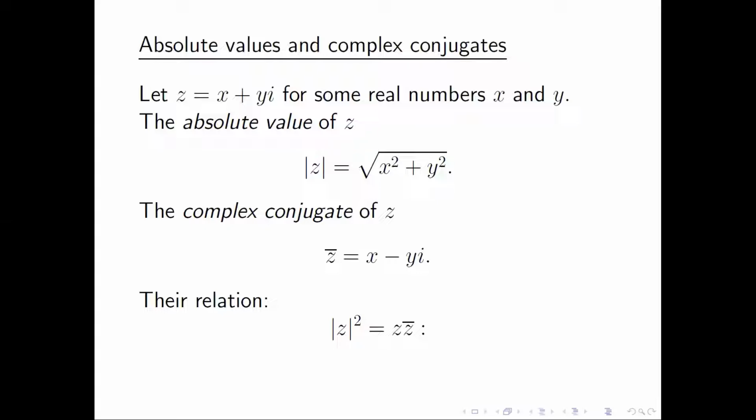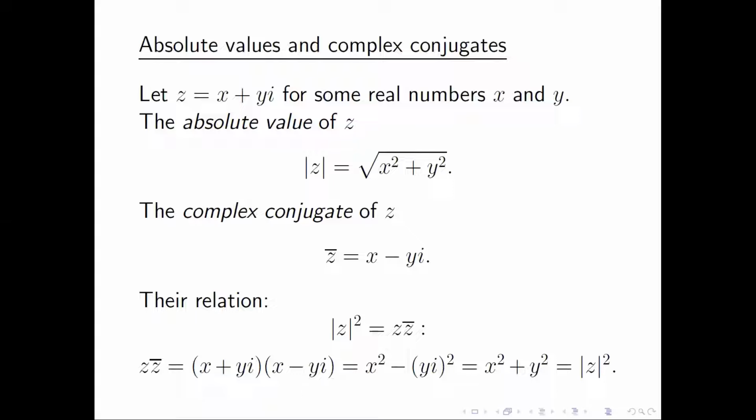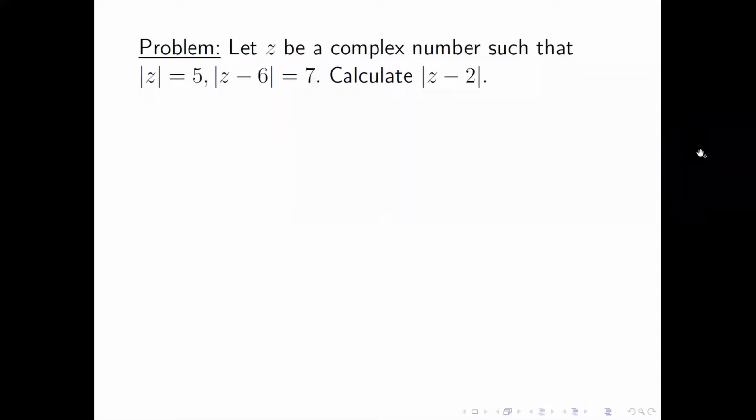These two concepts have a close relation. The square of the absolute value of a complex number equals the product of the number and its complex conjugate. This can be easily verified. Let's solve the problem.